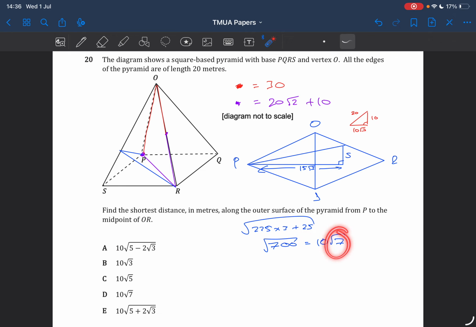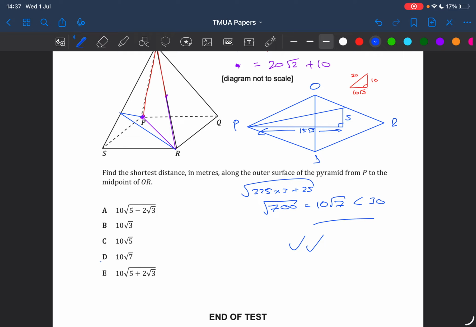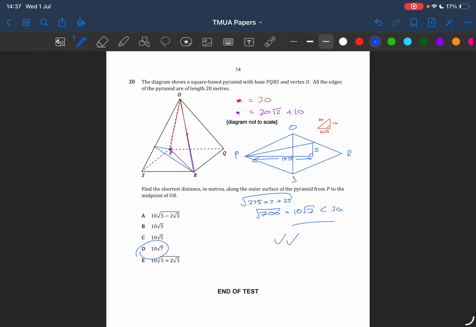Is root 7 smaller than 3? It is. So that's less than 30. So that rules that one out, doesn't it? And this is more than 30, isn't it? Yeah, this is more than 30 because it's at least 10, and this is at least 20. So together they're more than 30. This is less than 30. So it's that one, yeah. It should be 10 root 7 for part D. Was it 10 root 7, number D? It was number D. Lovely.